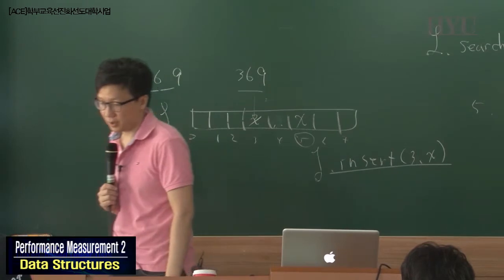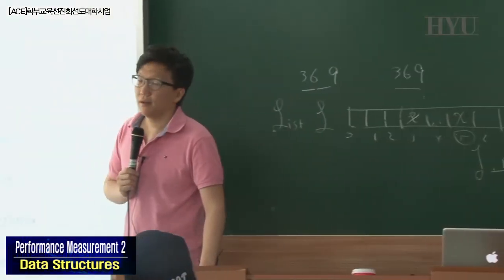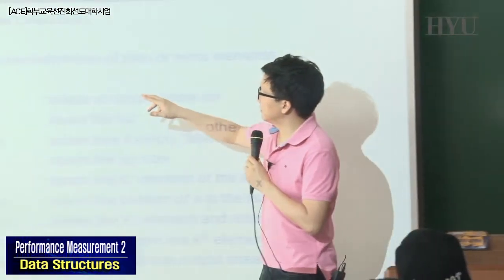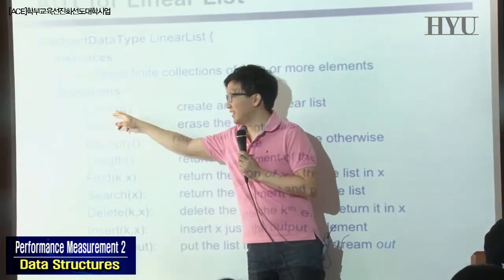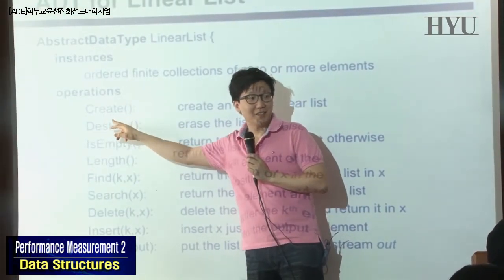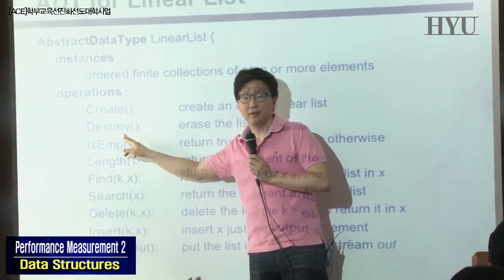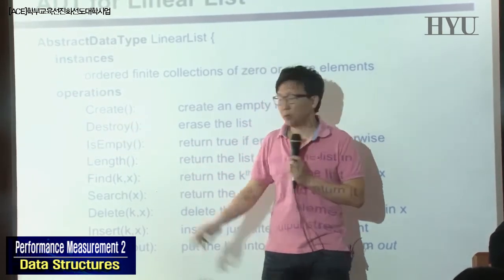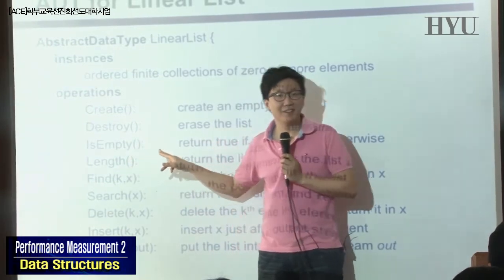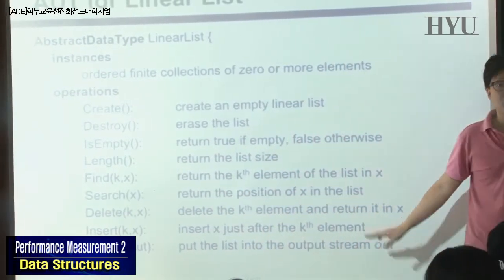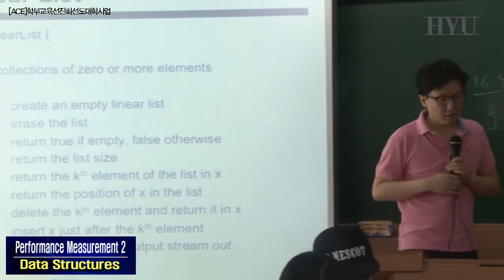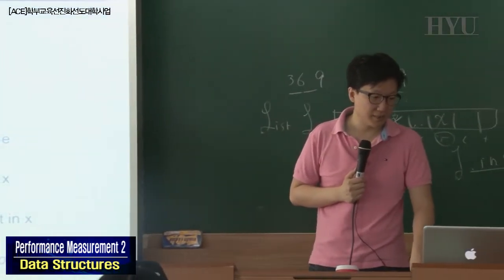If you still wanted to go back to the integer example, then you will have instances of an integer operation for addition, subtraction, multiplication, and division. Those are the operations that you try to define. So this is the ADT for a linear list.